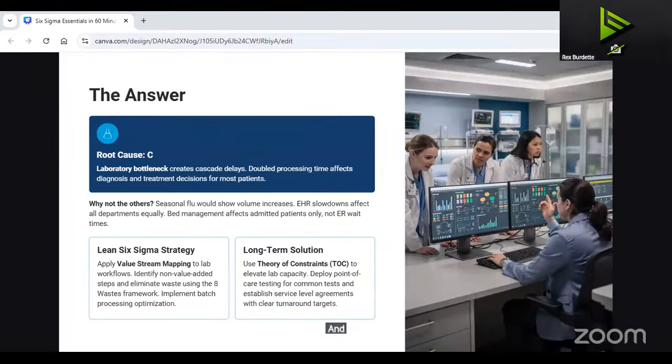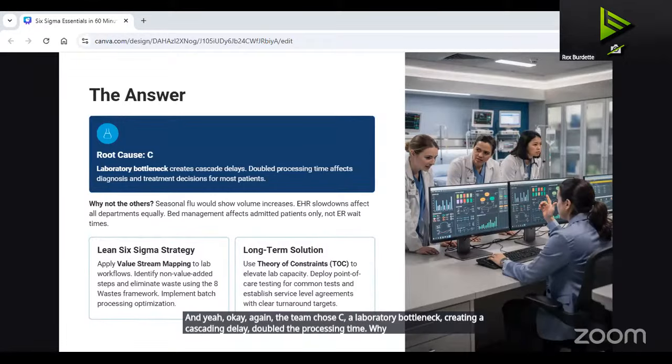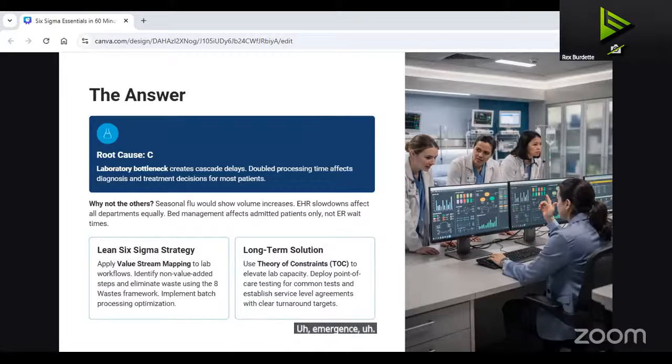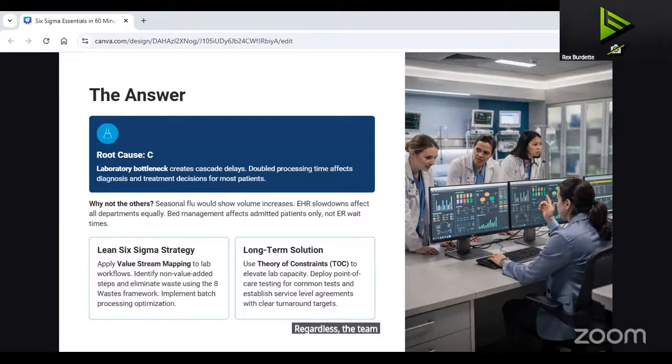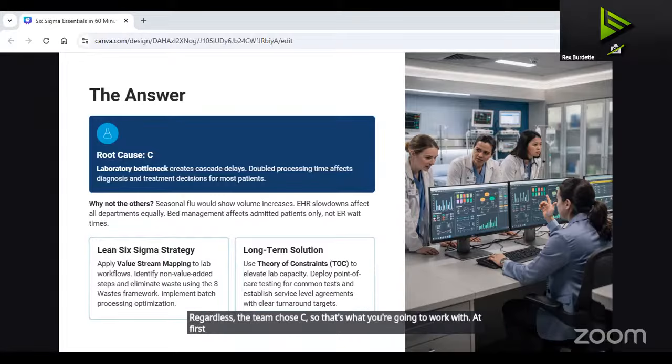Again, the team chose C, a laboratory bottleneck creating a cascading delay, double the processing time. Why not the others? The thought was that seasonal flu would show volume increases, and the patient volume hadn't changed. Electronic health record (EHR) slowdowns affect all departments, not just the ER. Bed management affects inpatients only, not people in the ER. And yeah, we could argue that. Maybe they sit in the ER because they don't have a bed. Regardless, the team chose C, so that's what you're going to work with.